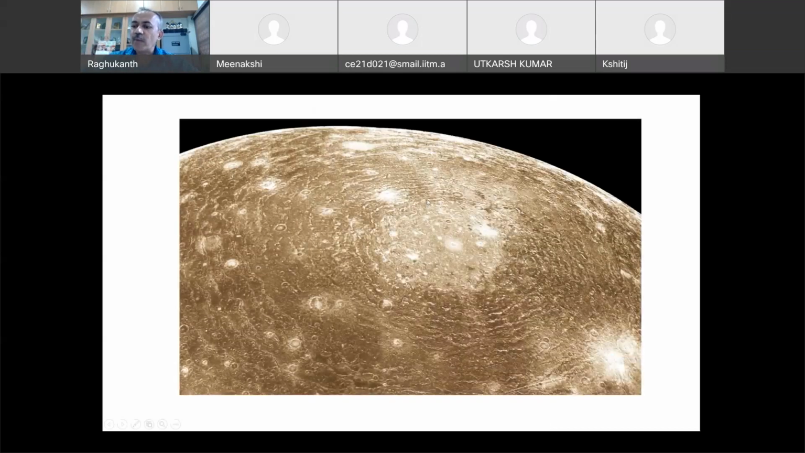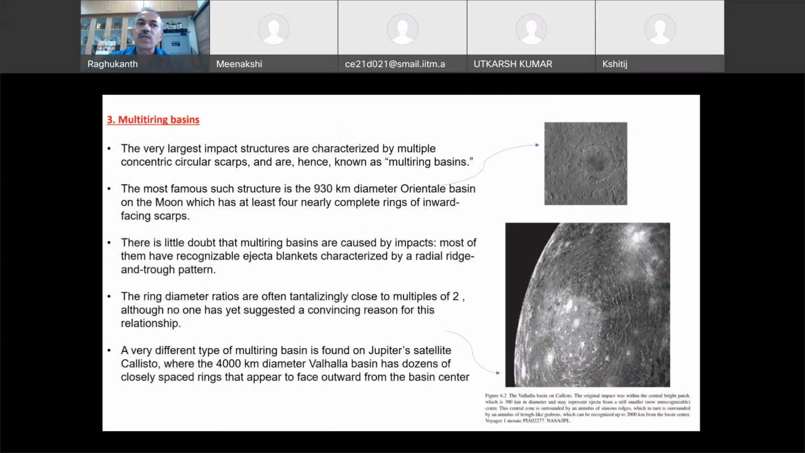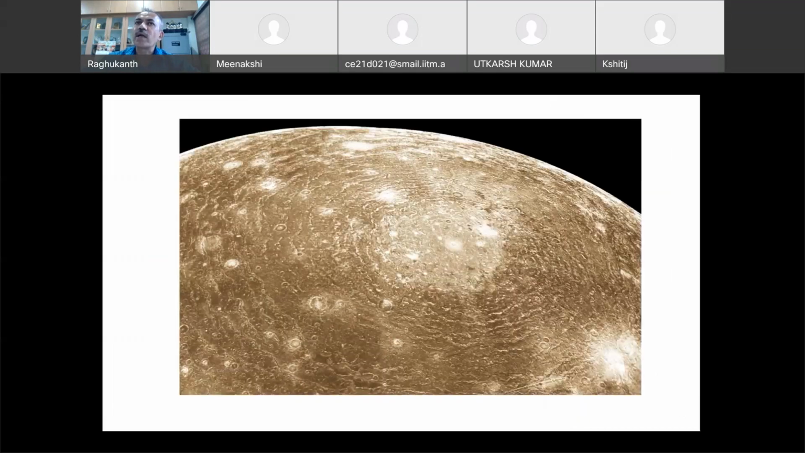And here is a famous basin on Jupiter's satellite, that is what we call Callisto. So this is what they call Valhalla Basin actually, almost I think 4,000 kilometers in diameter. If you see here, so many rings you can identify from these images itself.